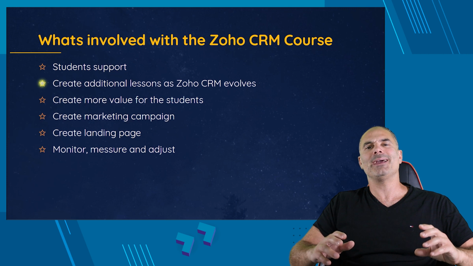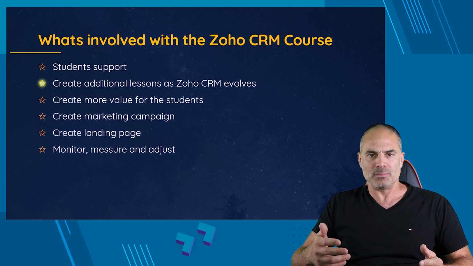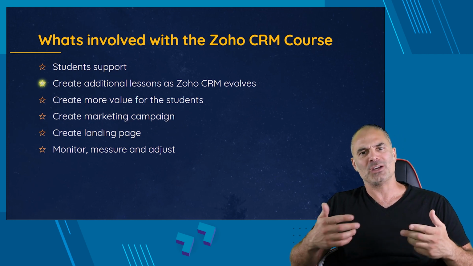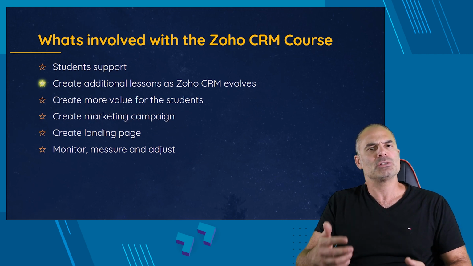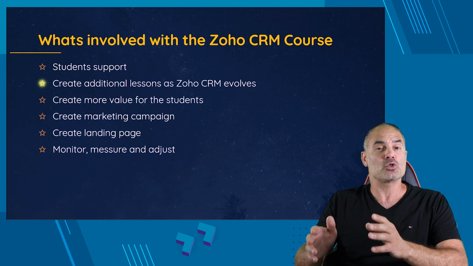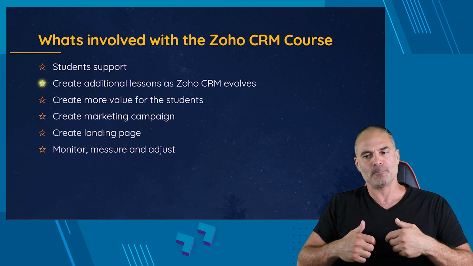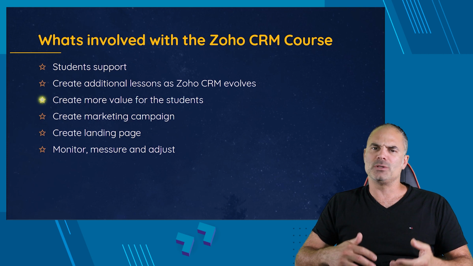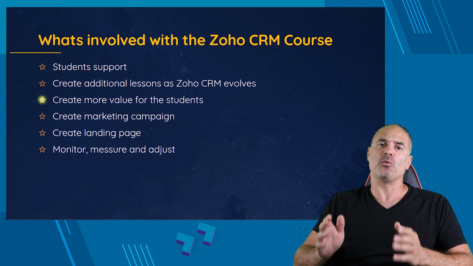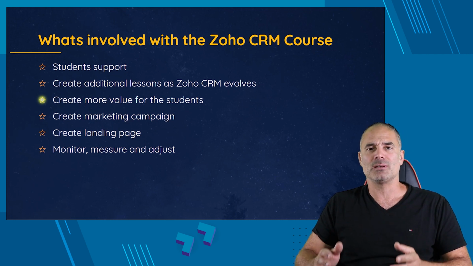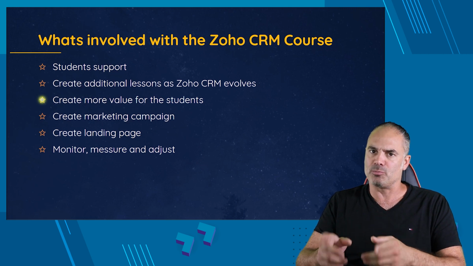Next, we need to create additional lessons, which is something that I am doing all the time. Zoho is creating more functionality all the time, and I need to stay up to date and create additional lessons. So that's something that is also being done, so it's not really an additional effort from my side. Creating more value for the students is also something that I'm already doing. If I am doing it for 1 student or 1,000 students, it's exactly the same effort. So I'm perfectly okay also with the third point.